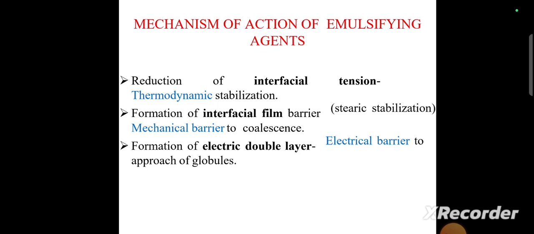The second is the reduction of interfacial tension. The mechanisms are thermodynamic stabilization, formation of an interfacial film as a mechanical barrier, and formation of an electrical double layer as an electrical barrier. तीन टाइप्स के रहेंगे मैकेनिज्म. First is thermodynamic stabilization, second is mechanical barrier, third is electrical barriers.